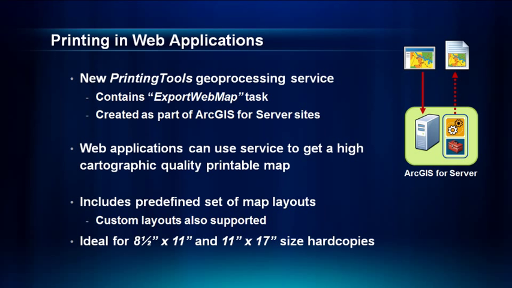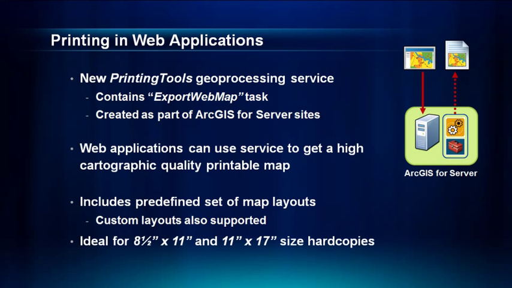It includes the Export Web Map task, which allows web applications to submit the contents of their map and dynamically populate a map layout. The service then sends the map layout as an image or PDF or other format back to the web application. It allows them to use this service to get a high cartographic quality printable map.